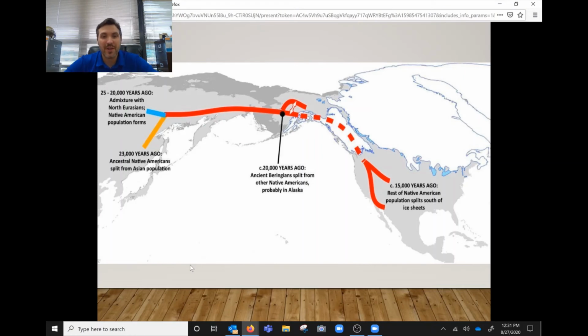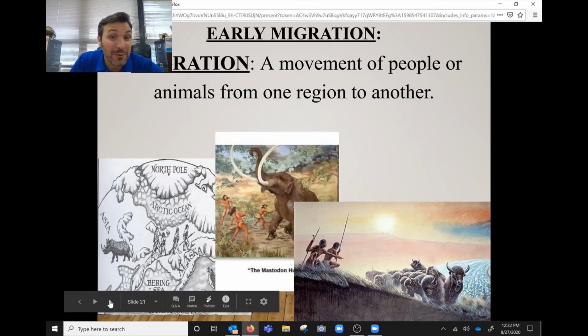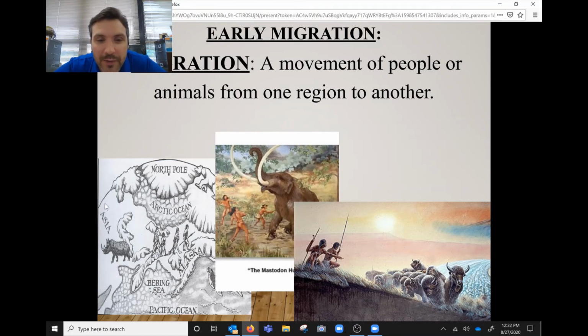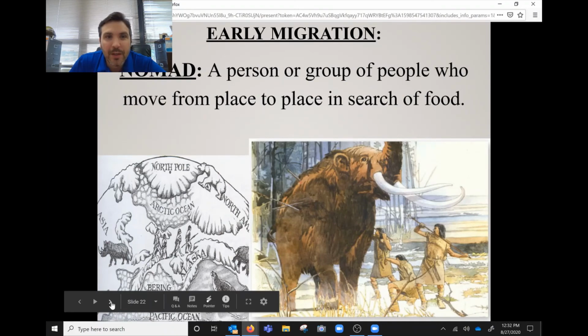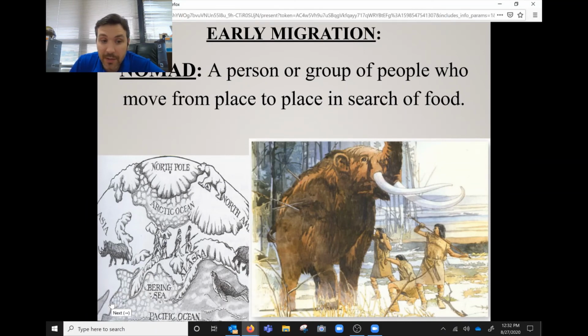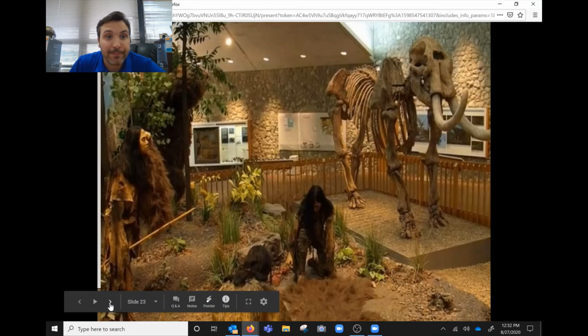So one of the first things they were concerned about was, could there be zombie viruses still alive from these ancient humans, frozen and trapped in time and ice, that could reinfect humans? The good news is those viruses were dead. Still cool. So migration as vocabulary is a movement of people or animals from one region to another. And nomads are a person or group of people who move from place to place in search of food. That's what I'm going to be doing here pretty shortly because it's almost lunchtime.